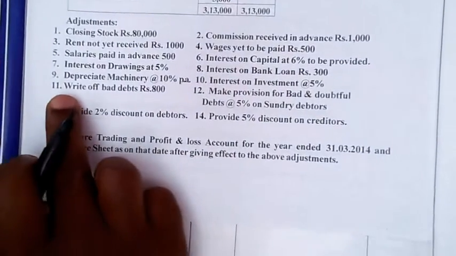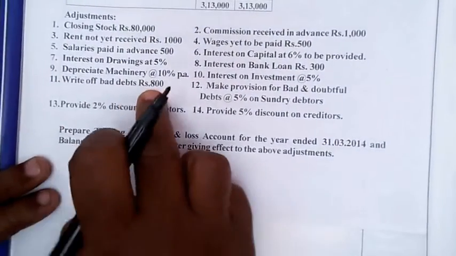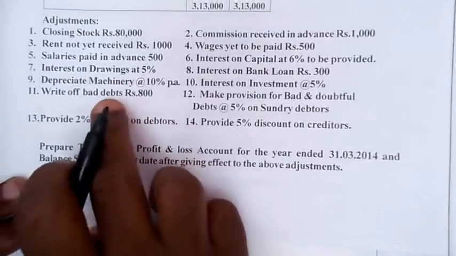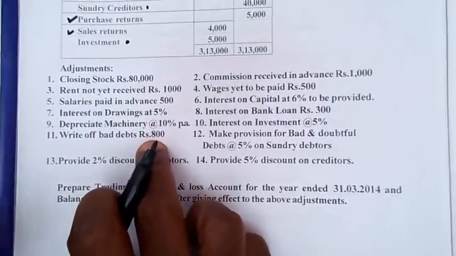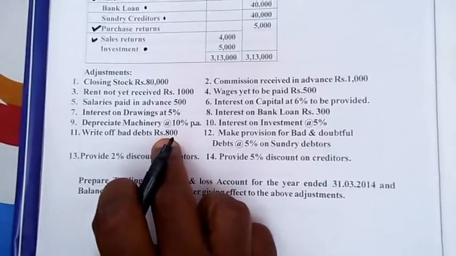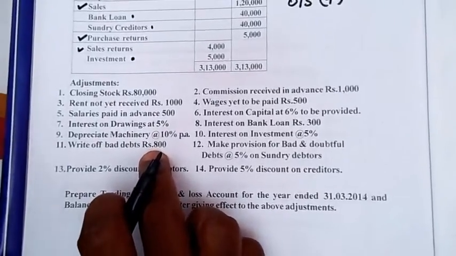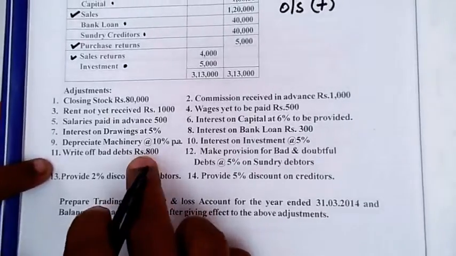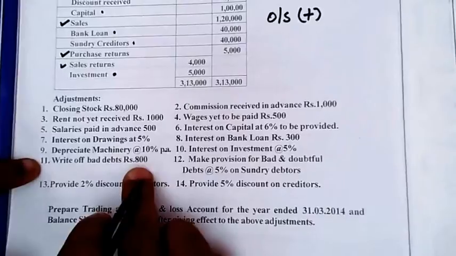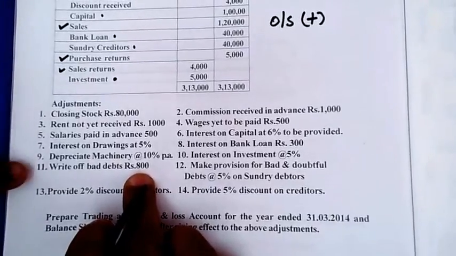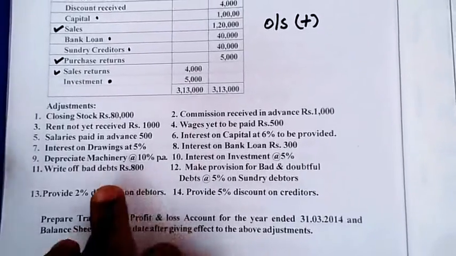Here the adjustment is there, no? Write off bad debts 800. So what does it mean? Bad debts means irrecoverable debtors. Generally, debtors can be classified into different categories. So who are called debtors? Debtor means the one who receives benefit from the company without paying any money. In future dates they will make the payment. They are called debtors.